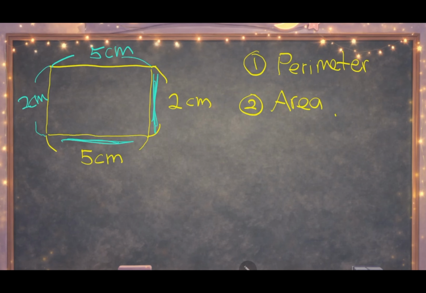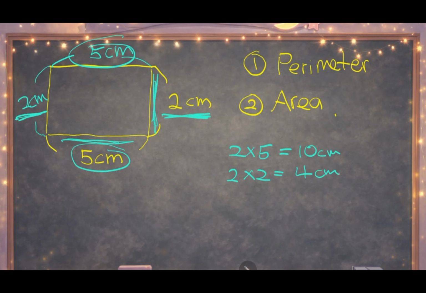So there are 2 of the 5 centimeters and 2 of the 2 centimeters. So I multiply 2 by 5, which equals 10. And I multiply 2 by 2, which equals 4. Now we add 10 and 4 together, which makes it 14 centimeters. So the perimeter is 14 centimeters.